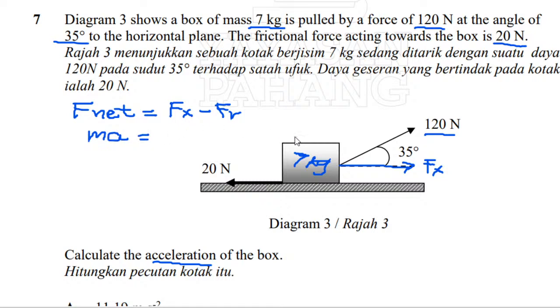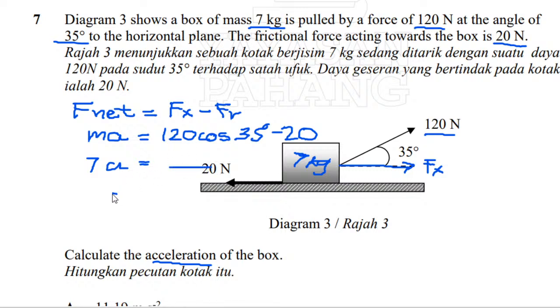So Fx here, you resolve this, it will be 120 cos 35. That will be Fx. So here, 120 cos 35 minus frictional force, 20 Newton. You calculate that. So your m is 7. 7a equals to, you calculate this value.